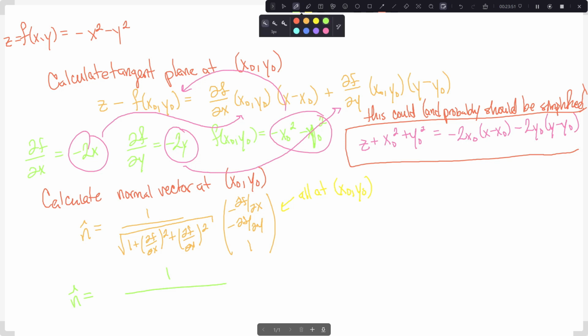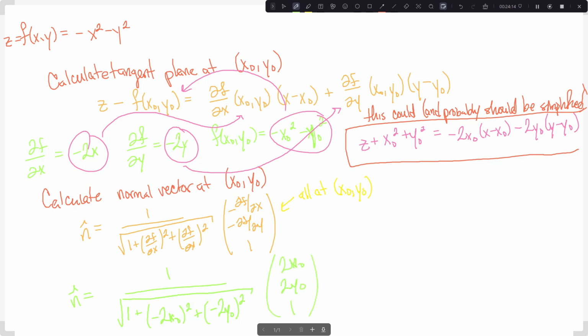But jumping back to just evaluating, I have n is 1 over root 1 plus, now this is negative 2x naught squared, and that's negative 2y naught squared. Those are coming from my partial derivatives, which I've already calculated. Up here I get 2x naught, 2y naught, 1. I can simplify the denominator a little bit, but not really that much. It'd be 1 divided by root 1 plus 4 times x naught squared plus y naught squared. And then these have to be the same: 2x naught, 2y naught, and 1.